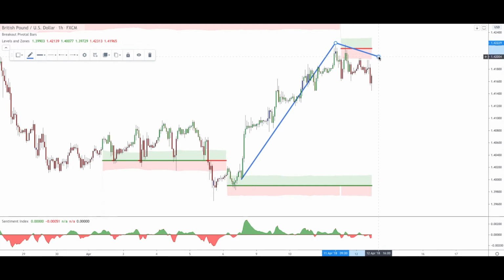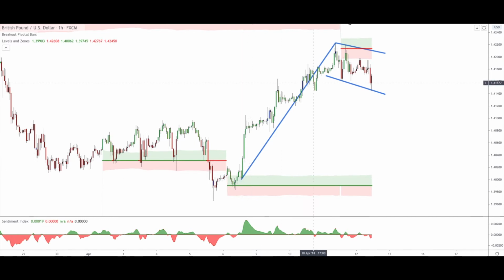Okay, pay attention to be precise when you draw the consolidation. Okay, and then it's like this here. Fine. Okay, this is a consolidation and this is the impulse.